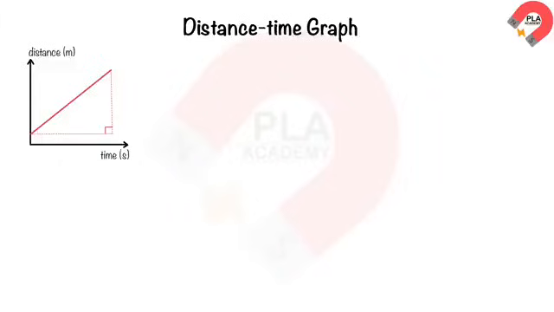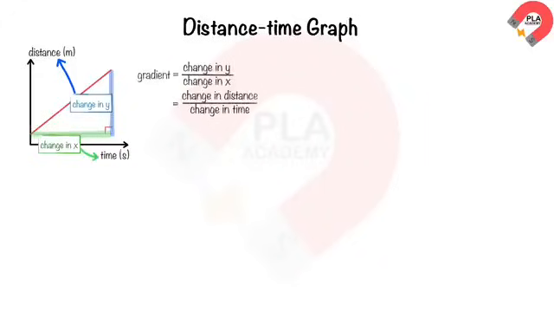Distance time graph. The graph of distance against time as shown here. We draw a right triangle. Here is change in x, and the x-axis represents time. Here is change in y, and the y-axis represents distance. The gradient of the graph is the ratio of the change in y-axis to the change in x-axis. So, it is the ratio of the change in distance to the change in time.